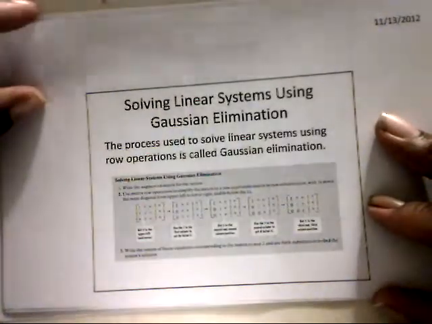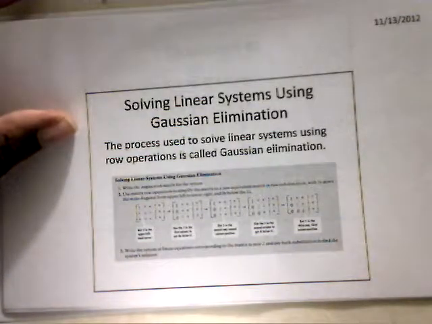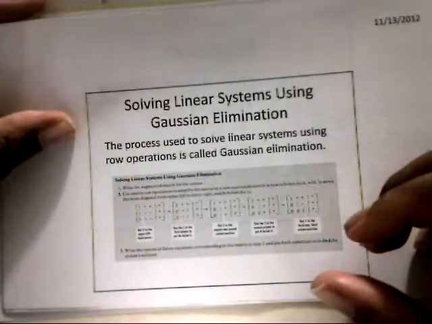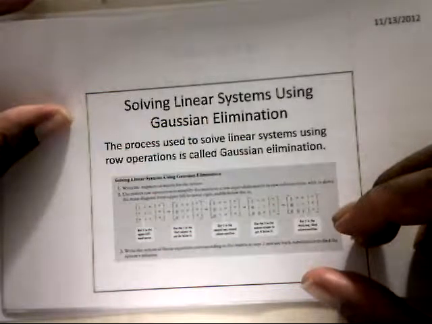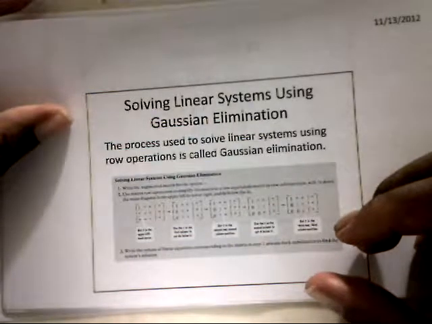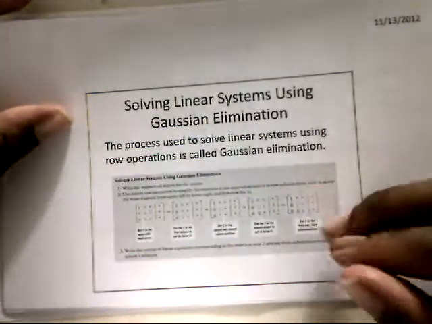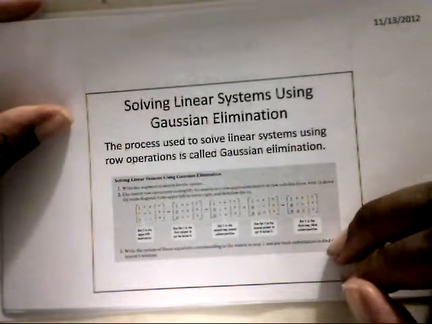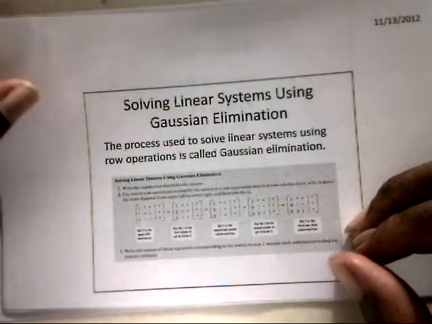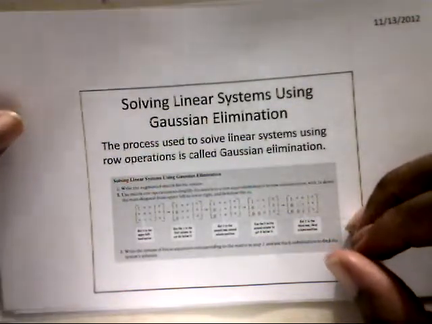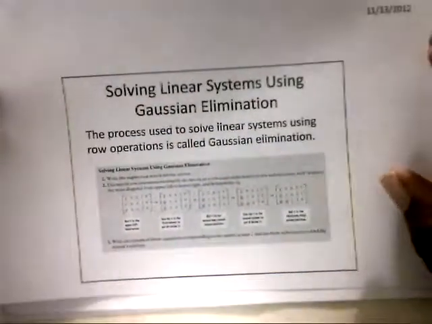Okay, the process used to solve a linear system using row operations is called Gaussian Elimination. It's named after a mathematician by the name of Carl Friedrich Gauss, who created this type of method for solving a system of linear equations. And it's called Gaussian Elimination using these matrix row operations here.